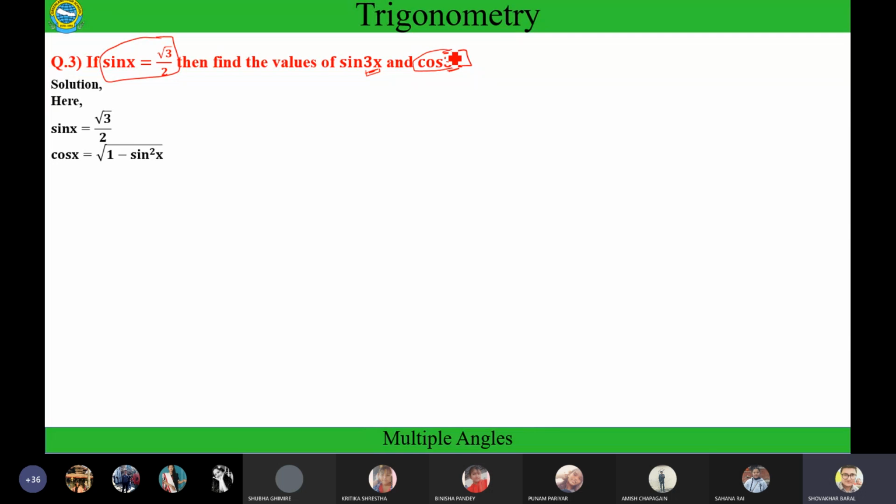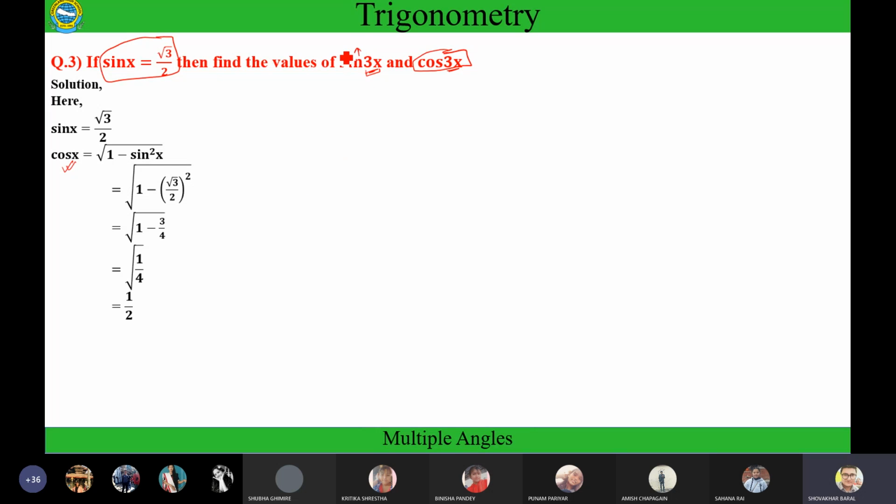So this further equals square root of 1 minus root 3 by 2 whole square, is equals to 1 minus 3 by 4, is equals to 1 by 4, which is 1 upon 2. I hope you understand the solution here.